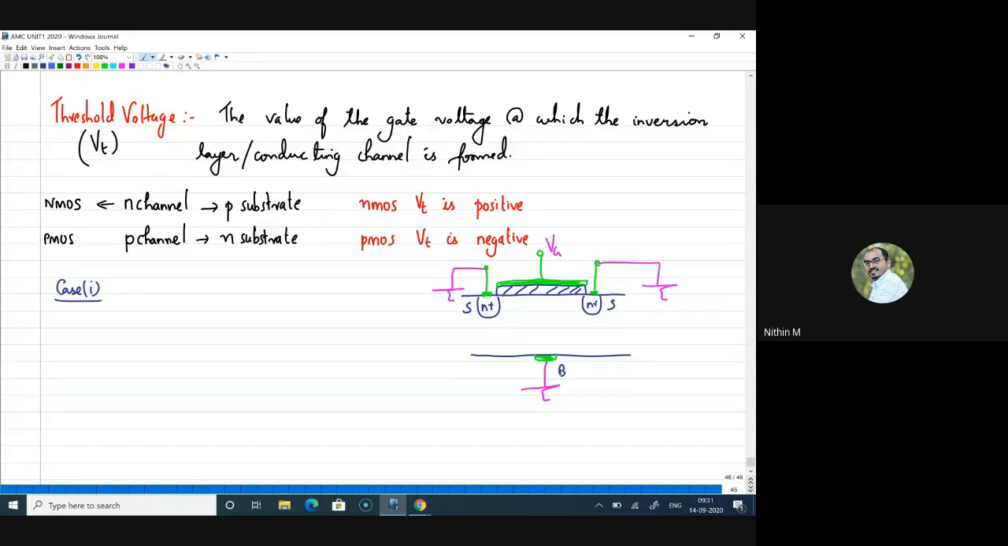Now what we will look at is this: we know that if I apply a positive voltage, a conducting channel or an inversion layer will be formed. Now I assume that yes, we have this conducting channel formed here, right? So this is the conducting channel we have.